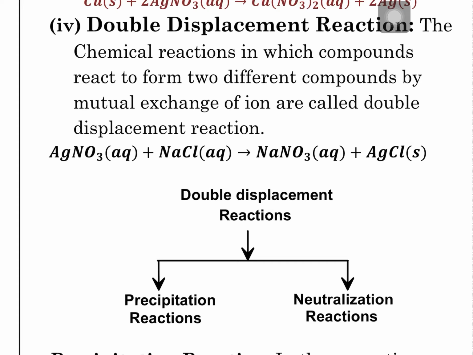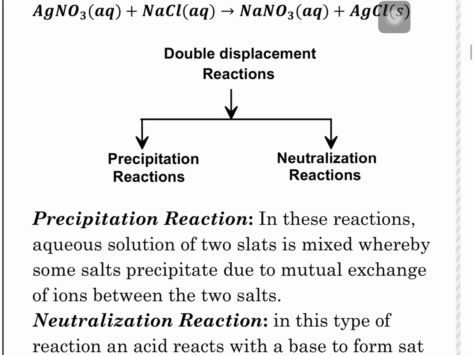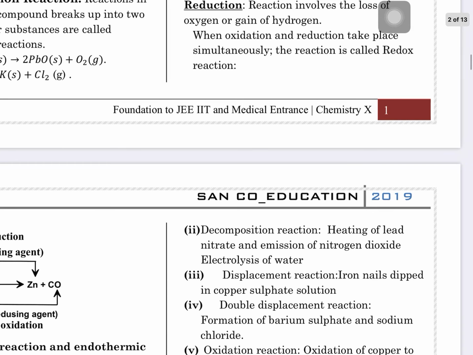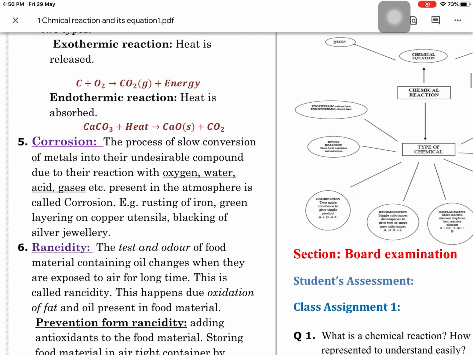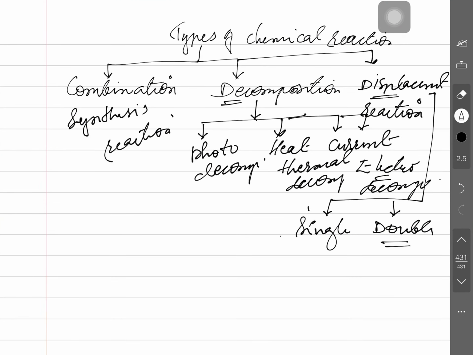Double displacement reaction we have further classified into precipitation reaction and neutralization reaction. You just may see here. Neutralization reaction, double displacement reaction, precipitation reaction and neutralization reaction. And why is this called neutralization reaction? What exactly happens in the process of neutralization? So you may understand what happens here. An acid reacts with a base, like that, acid base reaction. I'm showing this neutralization reaction.